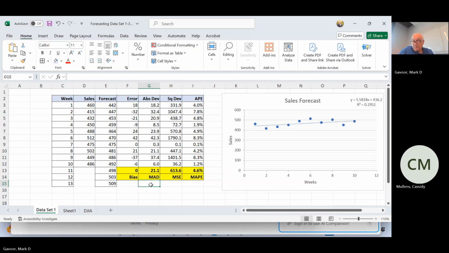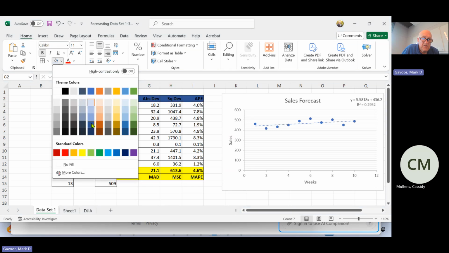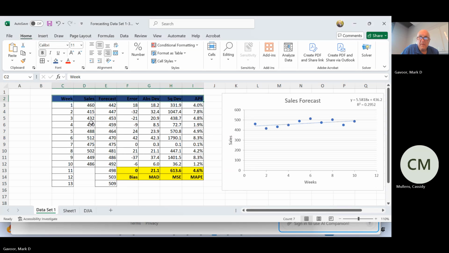Yes? Don't do it just because I do it that way. You could think, I really like pale blue. What? That's because you're old. Let me use the navy blue. What's wrong with that?